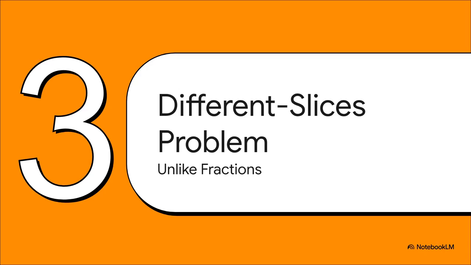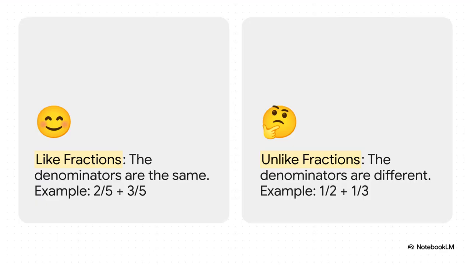But let's get back to our original problem. What happens when the slices are different sizes? This is where we get into the main event, adding unlike fractions. And here's the difference, right there on the screen. On the left, you've got like fractions, same denominator, easy peasy. But on the right, that's our challenge, unlike fractions, 1/2 and 1/3. The denominators are different, so we can't just add them up. We need a new game plan.